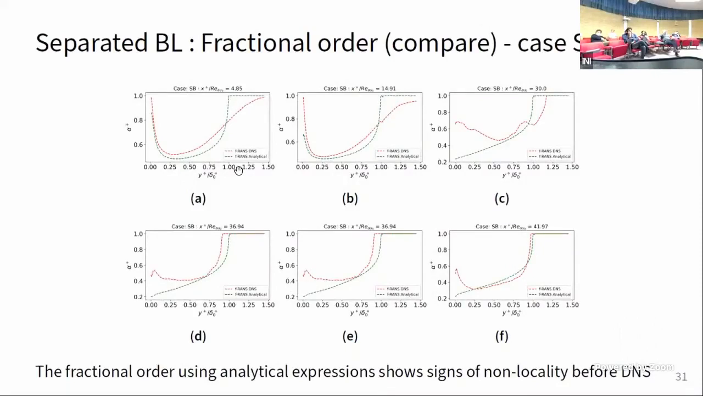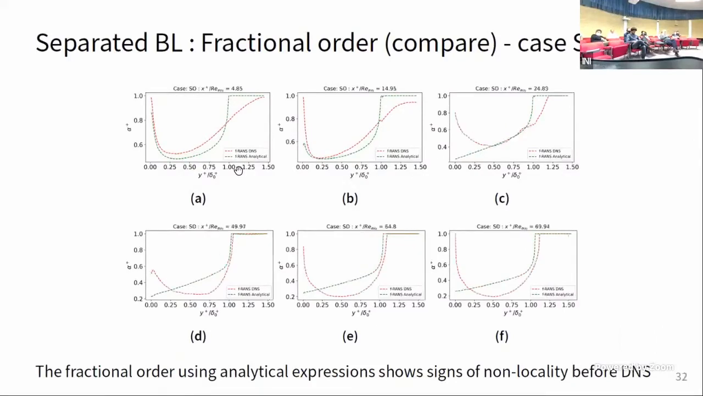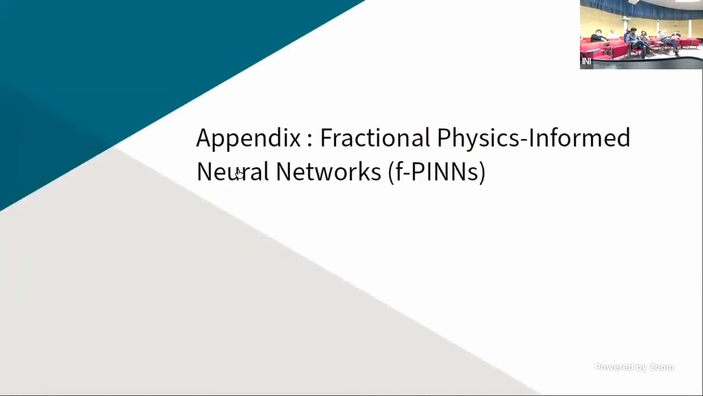One thing I have to point out: when you have a wrong expression, of course it's wrong, so it doesn't even matter, but it starts giving signs of non-locality before the actual DNS does, which should be evident from plot A. So the similar is the case for both of the cases. I guess I'm pretty much done.